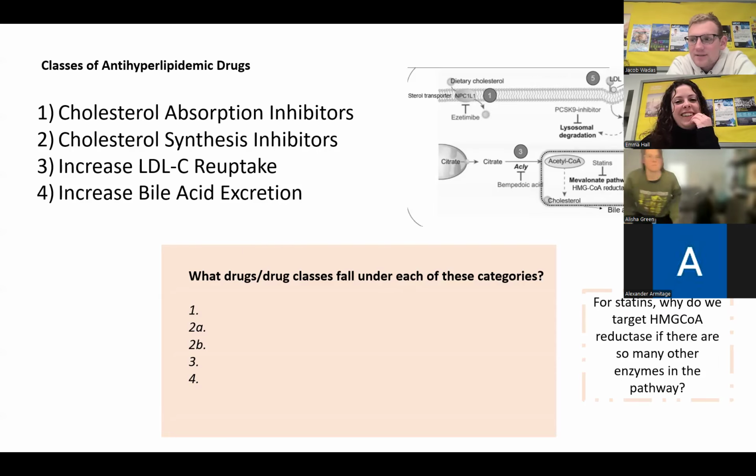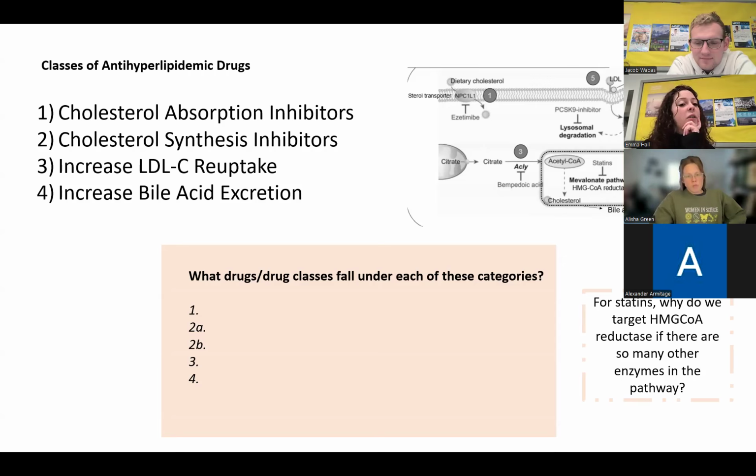Yep, good. Perfect. HMG CoA reductase inhibitors. And I have 2A and 2B listed here because there is another drug targeting cholesterol synthesis, bempedoic acid, which we know works as an ACL inhibitor. This just works earlier in the process, inhibiting the first step of converting citrate to acetyl-CoA. So it's the same outcome, just a different step in the pathway that it's targeting.